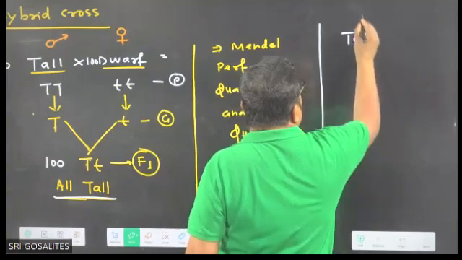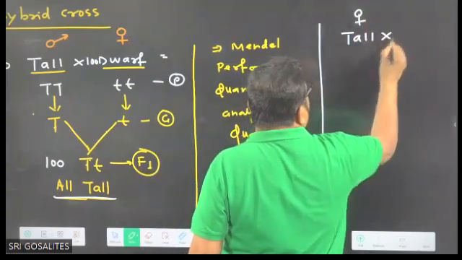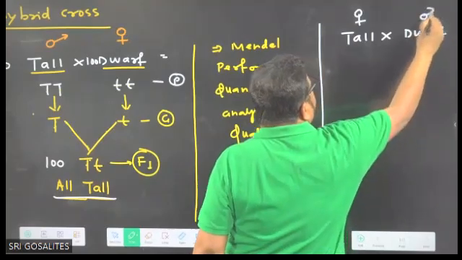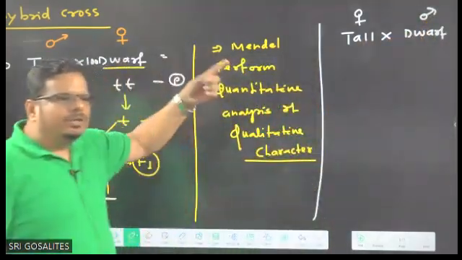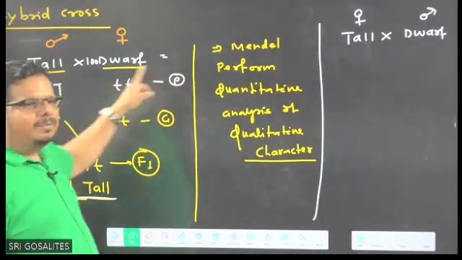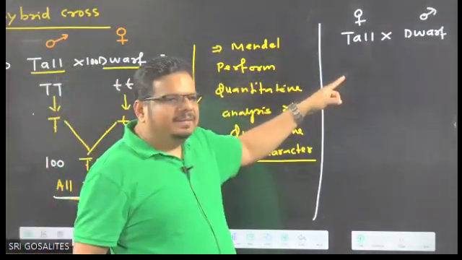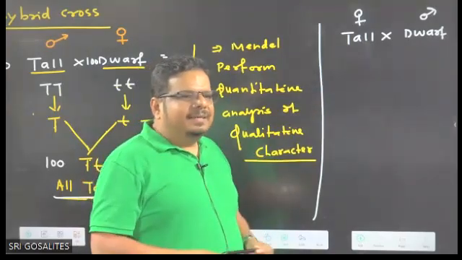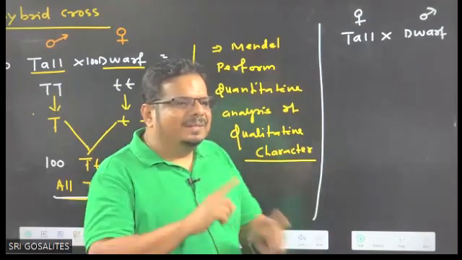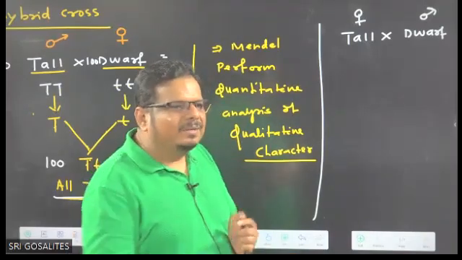Tall female and dwarf male. Just opposite. We made it opposite or not? This time tall was male. This time tall is what? Female. We want to simply check if we change male or female, whether the result remains the same or is going to vary. Getting the things or not?